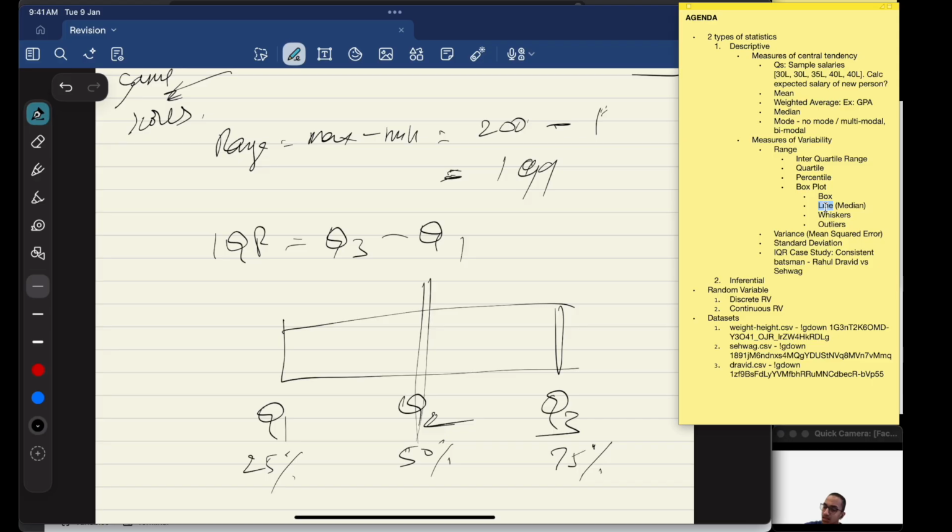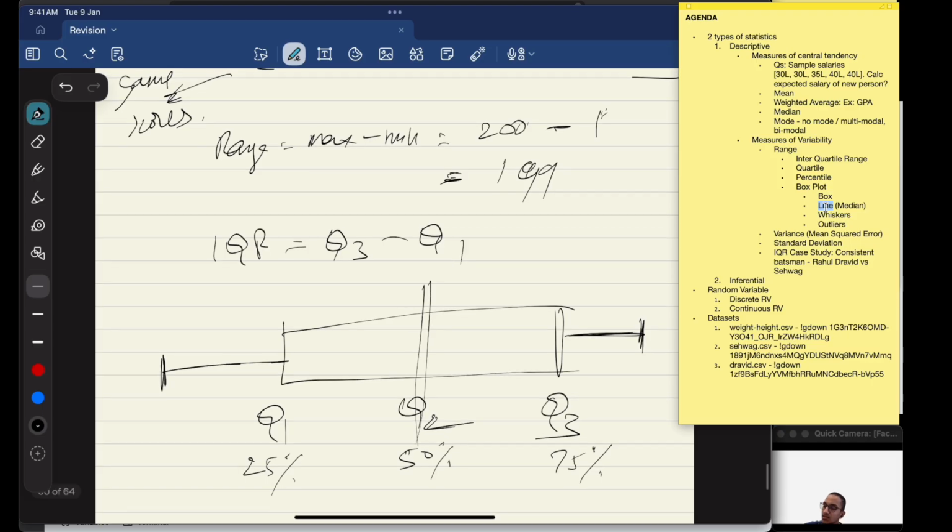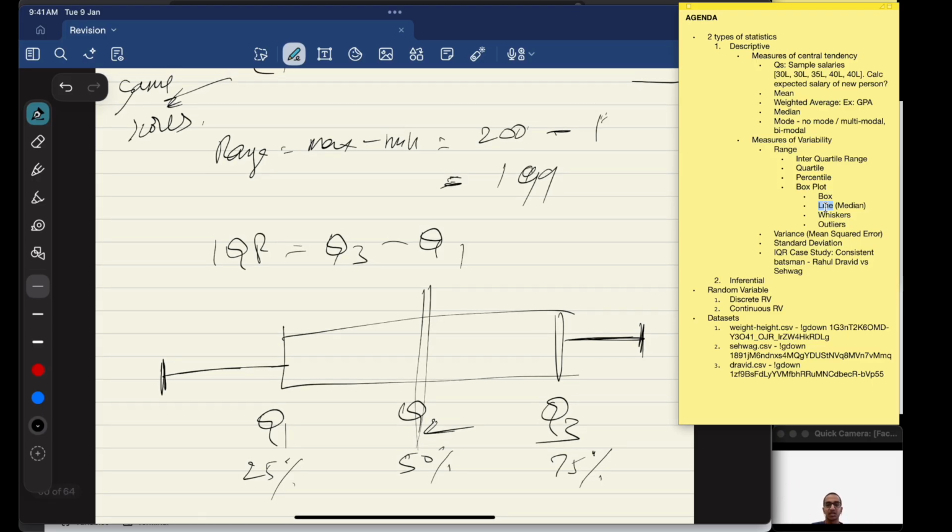And then there are the whiskers, which define the accepted range of this dataset. Like it is saying, until here the dataset is normal. Beyond this, it's abnormal. If there are values beyond these bands, then they are called outliers. These are outliers. Also outliers, right?